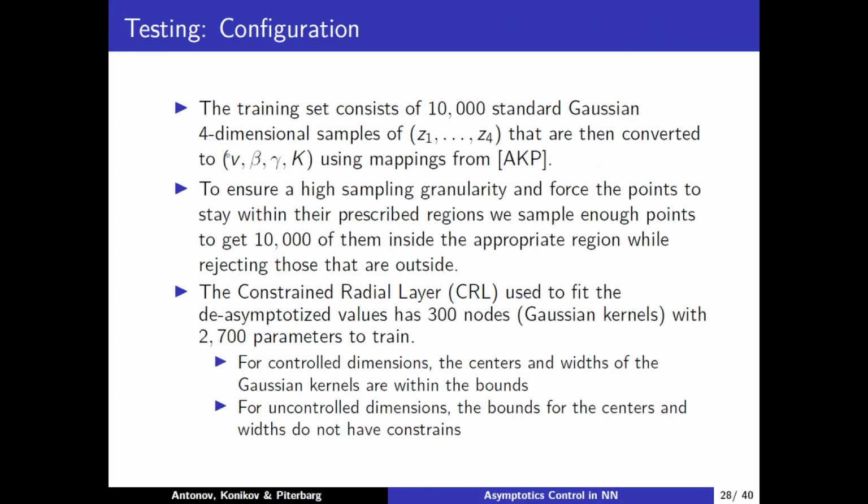Then we convert them, of course, to the initial parameters of the SABR. Of course, we ensure that all these 10,000 points lie inside the appropriate region which we have defined above. We reject the points which can be outside. Then this constraint radial layer is used to fit these asymptotized values. It has 300 nodes, 300 Gaussian channels, which we move in different directions, and about 2,700 parameters to train. For control dimensions, the centers and widths are within the right bounds, so we force the Gaussian bells to be inside, just parameterizing the widths and the centers to be in the right bounds. For uncontrolled dimensions, there are no bounds, such that the Gaussian kernels can go outside in these dimensions.